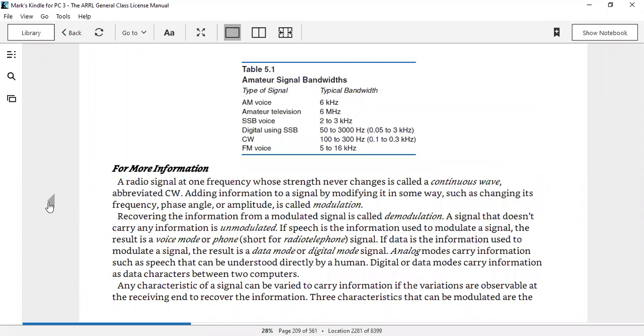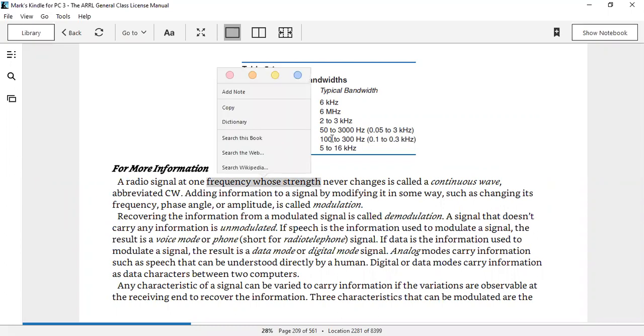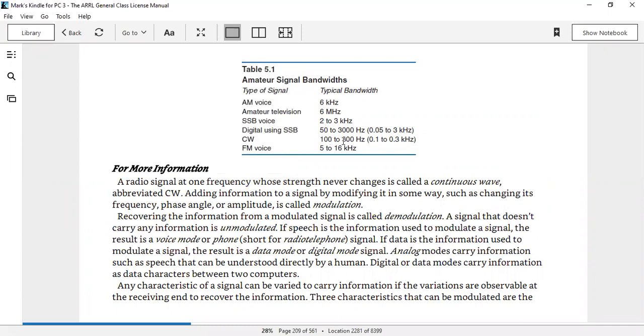Okay, here is amateur signal bandwidth. So here we have the bandwidth Mark was talking about. The smallest bandwidth is CW, which is your Morse code, and it's 100 to 300 hertz. That's really, really small. And then your AM voice is 6,000 hertz, 6 kilohertz. And your SSB voice is 2 to 3 kilohertz.